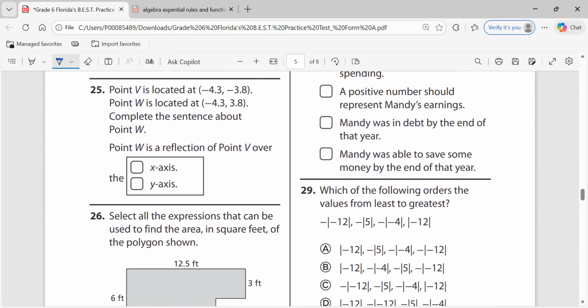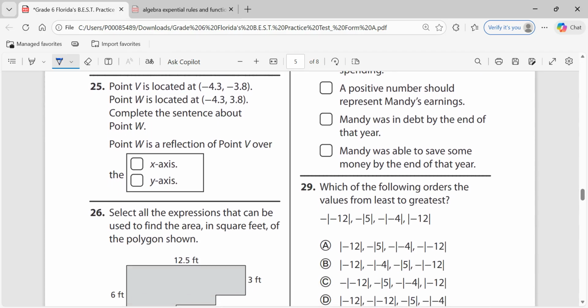All right, let's come on down to number 25. It says there's point V that is located at negative 4.3 and negative 3.8. It's always going to be good to give yourself a little reference. Negative 4.3 and negative 3.8. So the point is down here. The point V is down here.